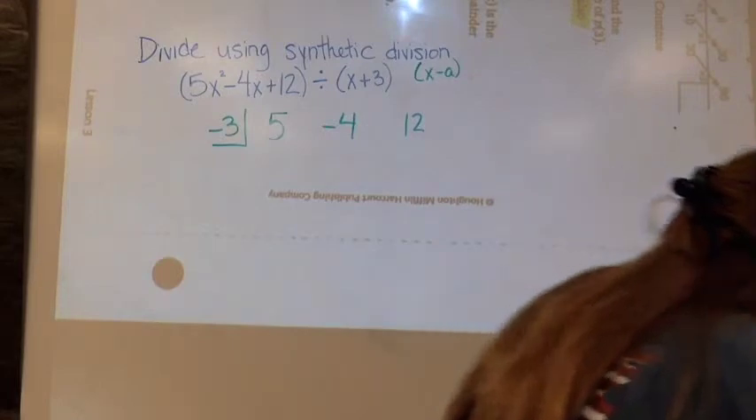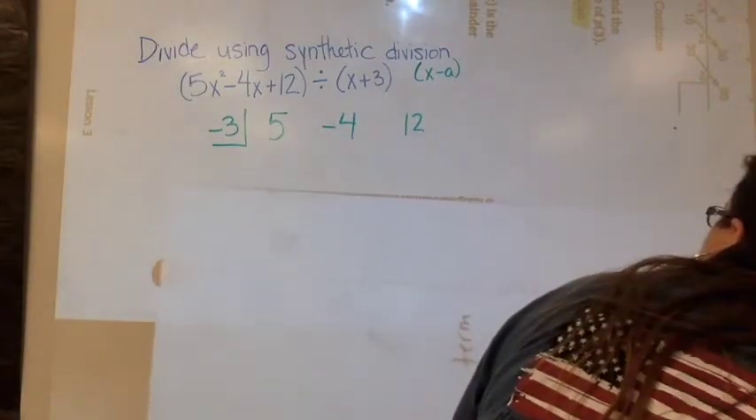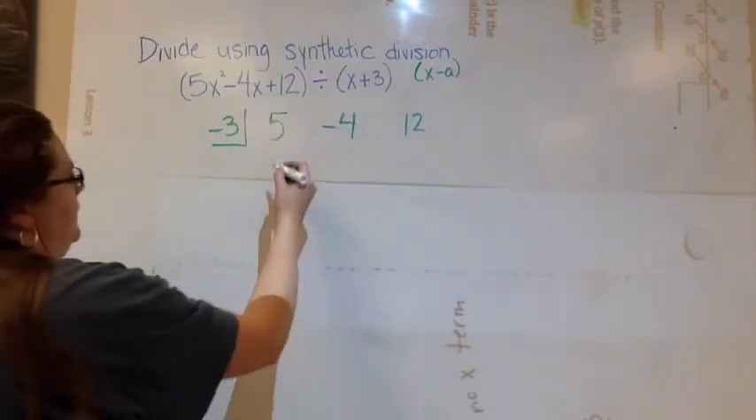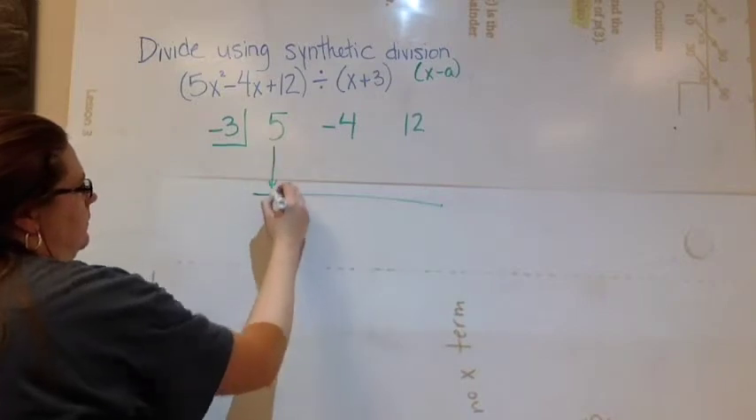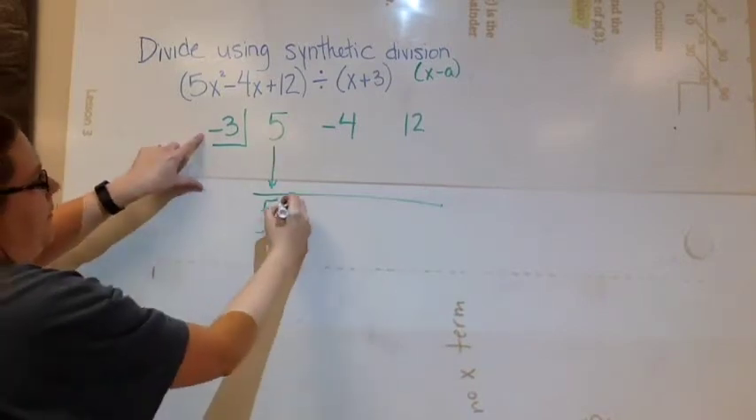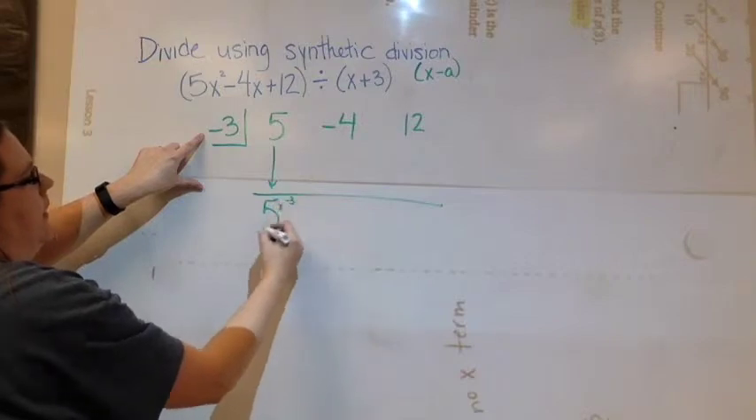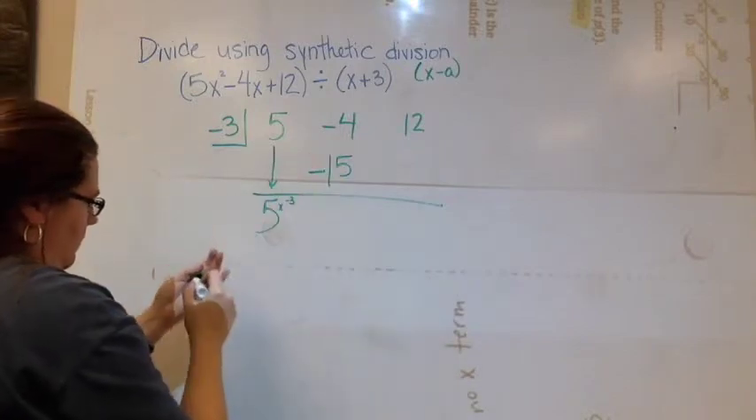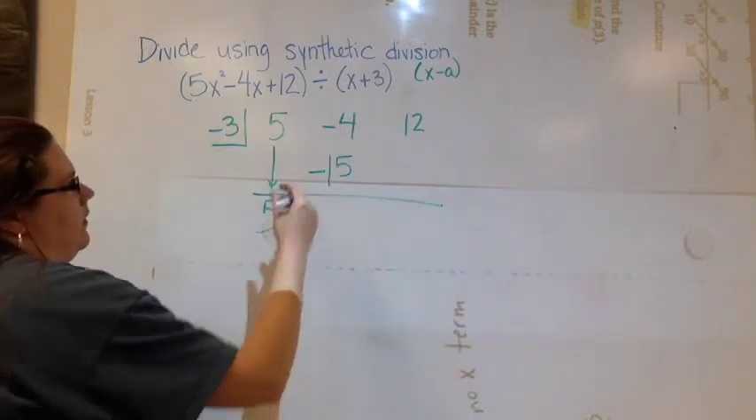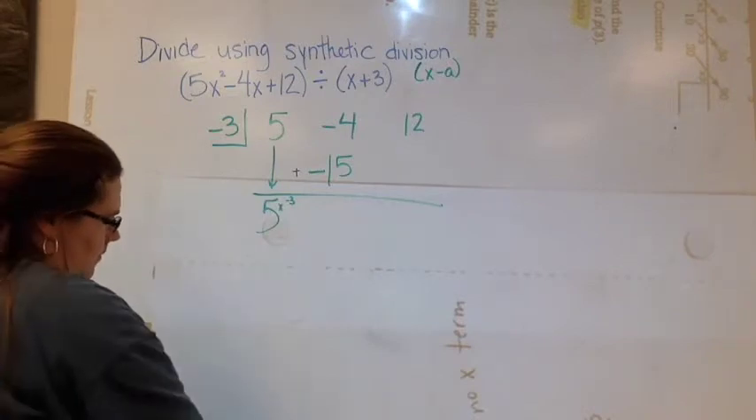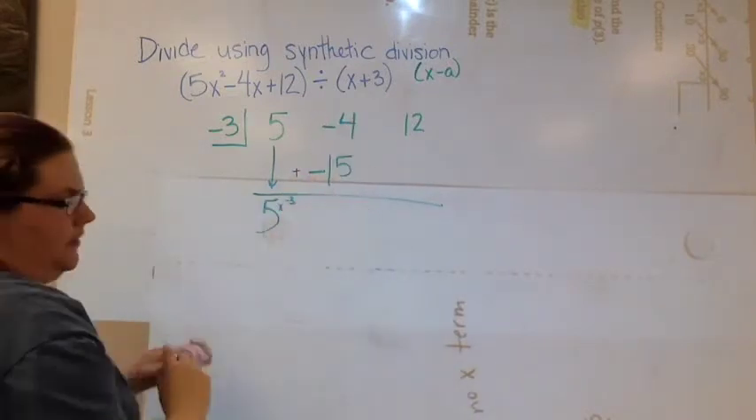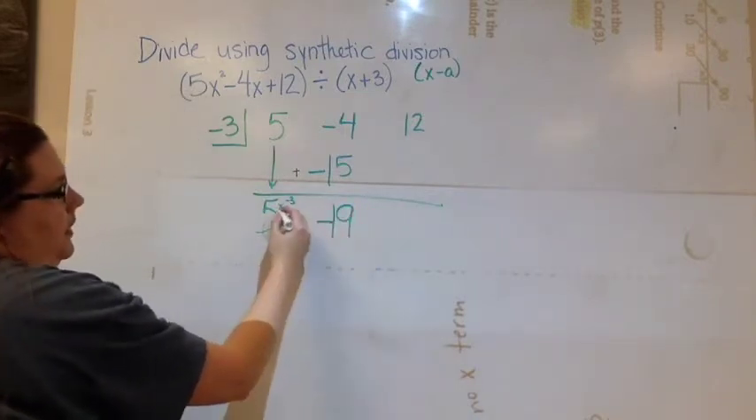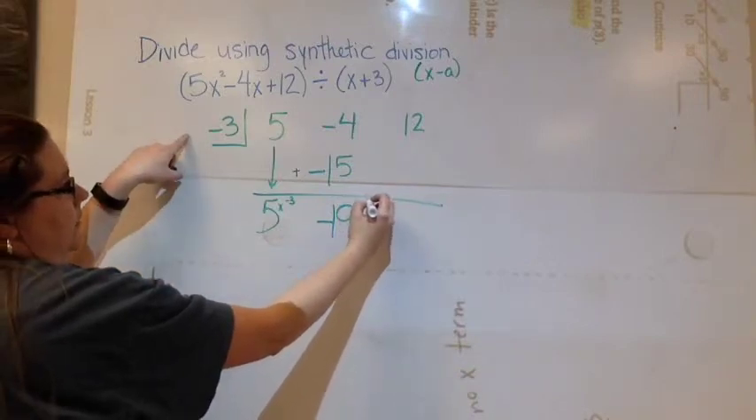Okay. Give myself a little bit more white space here. All right, so I'm bringing the 5 down. And I'm going to multiply 5 times my negative 3. 5 times negative 3 is negative 15. Then I'm adding. Negative 4 plus negative 15 is negative 19. And then I'm multiplying that times the negative 3.